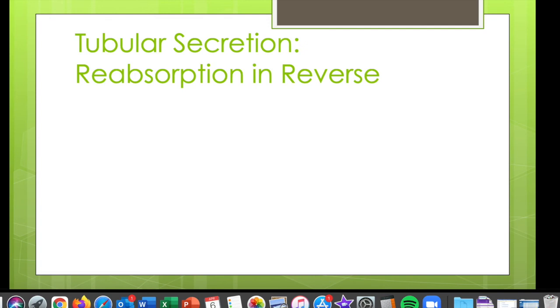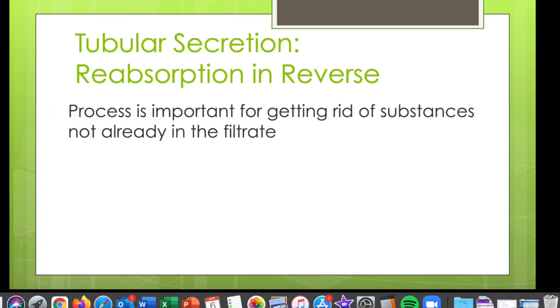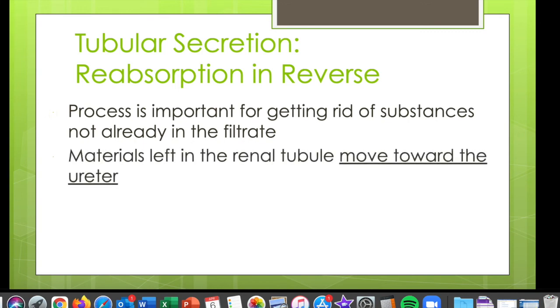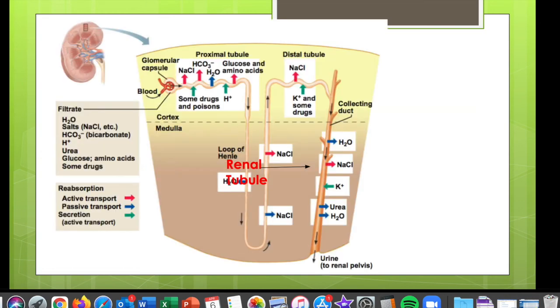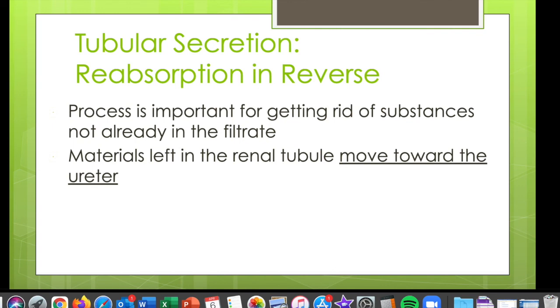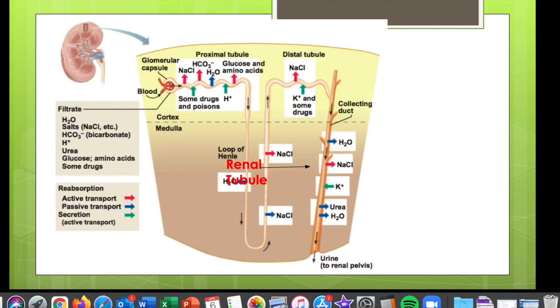And then finally we have tubular secretion, which is kind of the opposite of reabsorption. So it's going to be important for getting rid of any substances that are still in the blood but not already in the filtrate that should be leaving our kidneys as waste. Any materials that are left in the renal tubule are going to move toward the ureter so that they can be removed from the kidneys in our urine.